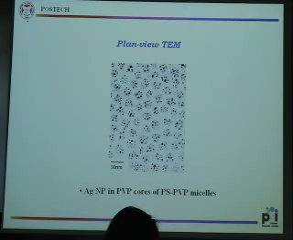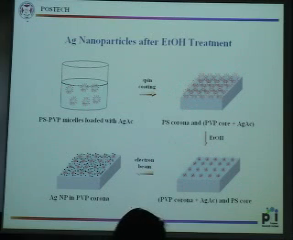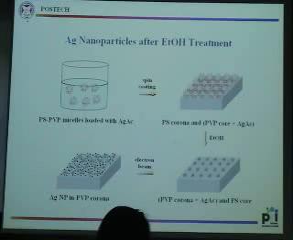Now we can apply the core-corona inversion to change the location of the silver nanoparticles from the isolated phase to the continuous phase. Simply, we dip the monolayer film of PS-PVP micelles containing silver acetate in the selective solvent of the core, that is ethanol again. Then the PVP becomes the corona from the core, and the silver acetate can move together with the PVP because the silver acetate is coordinated to PVP. So the silver acetate is now in the continuous matrix of this corona.